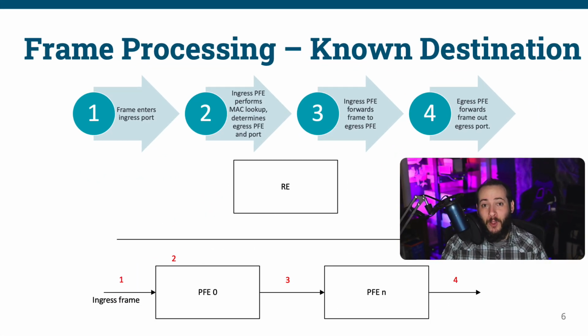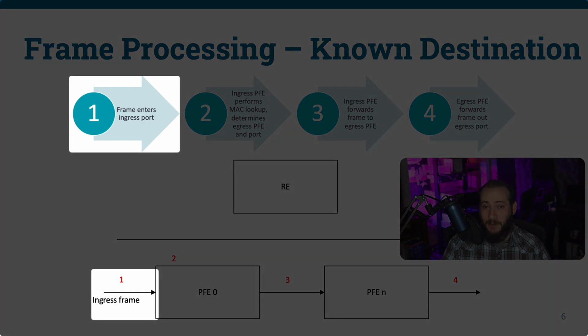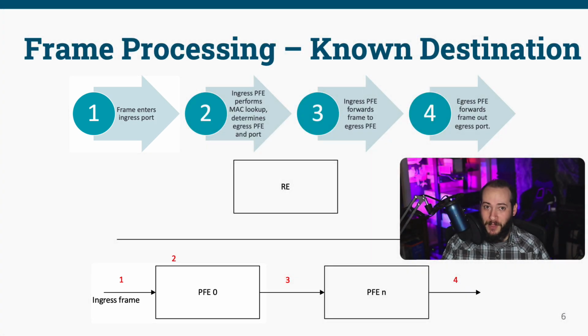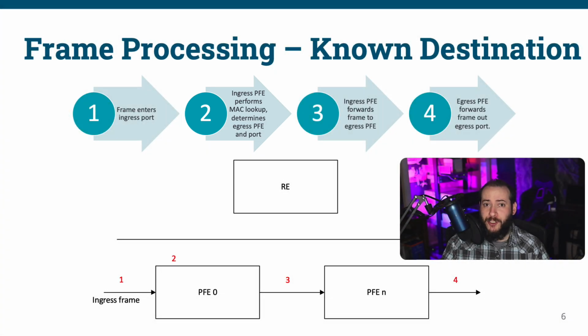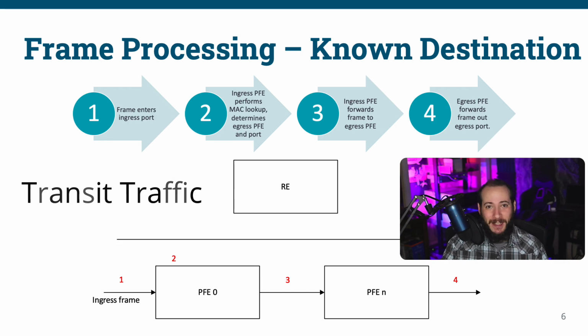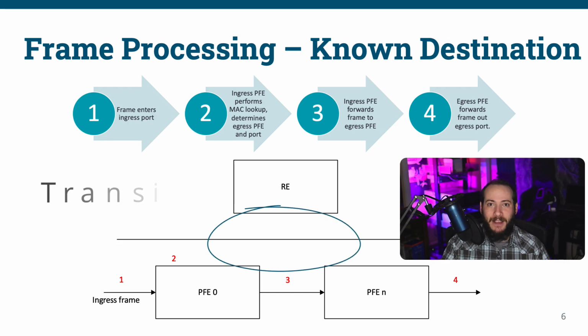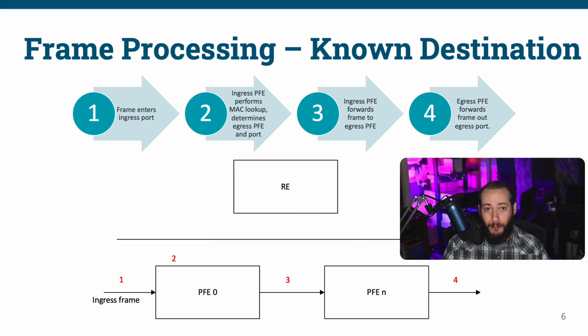In this flow, we see the same first step, that the frame is received ingress on a port on PFE 0. PFE 0 performs a lookup and determines the egress PFE and port to reach the destination MAC address. The frame is forwarded to the egress PFE and then forwarded out the egress port. This is transit traffic. Transit traffic is never seen by the routing engine, as the PFE has all the information it needs already to successfully forward the frame.